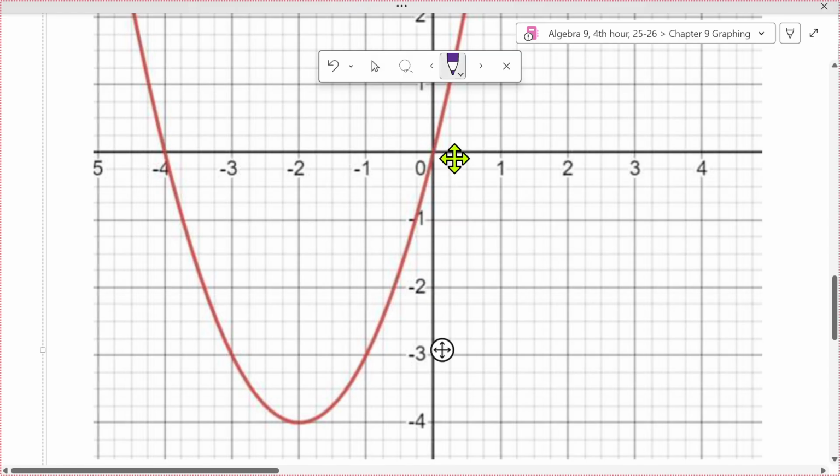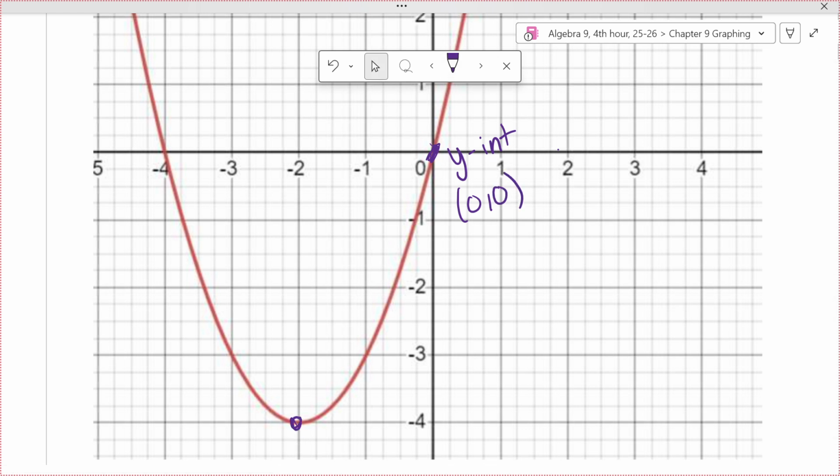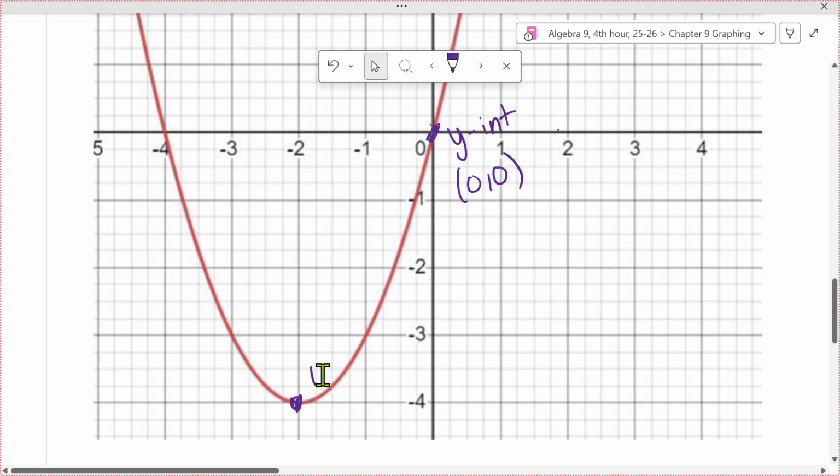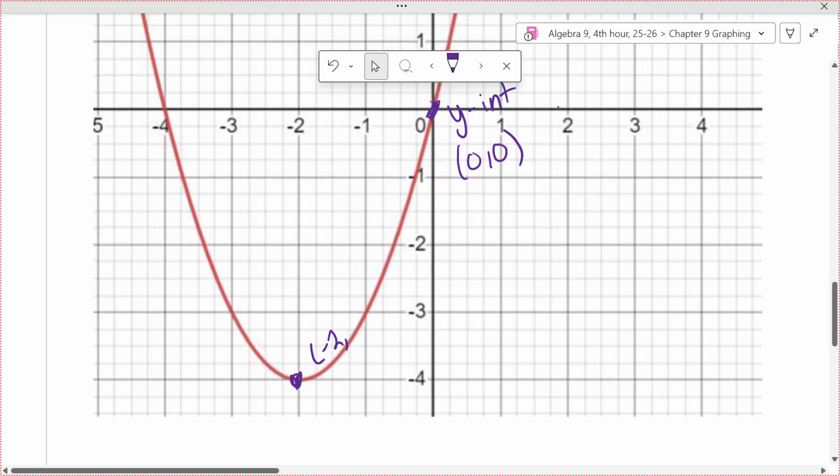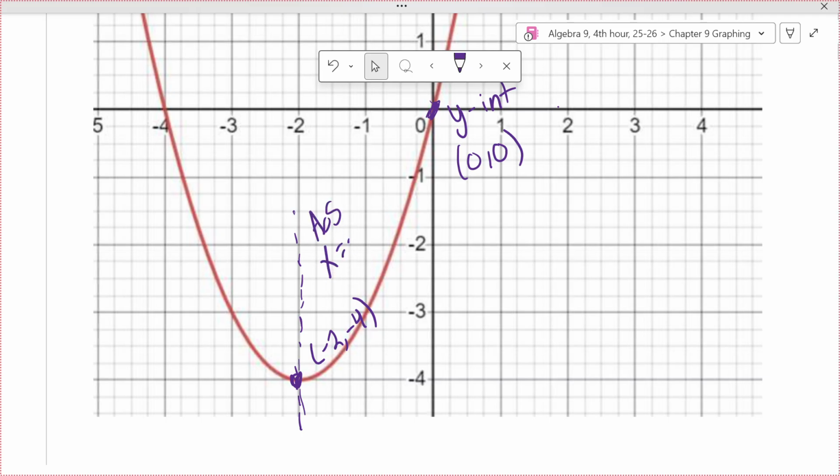So again, y-intercept, place where the graph crosses the y-axis. That is right here. That is at the origin, 0, 0. My vertex is right here at -2, 4. Again, the vertex is the turning point of the parabola. I'm sorry, -2, -4. And my axis of symmetry is that line that goes to the vertex that cuts the parabola in half. And that is at x equals -2.